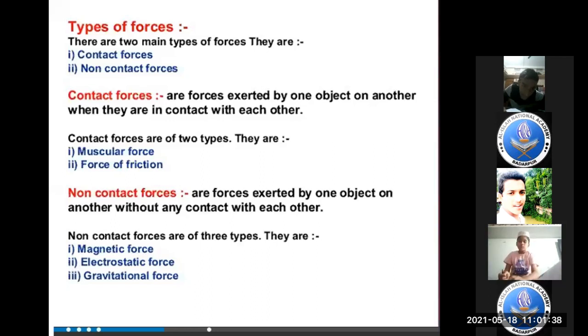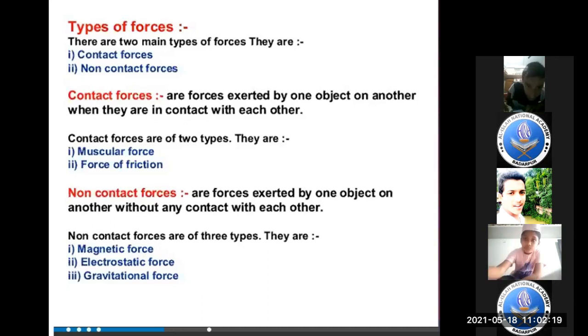Friction means, suppose when we drag something. Suppose you have one stone and you are dragging that stone. All of you listen. Force of friction means when any object is dragged on another object, that time we can consider that as force of friction. I'll show the example later.